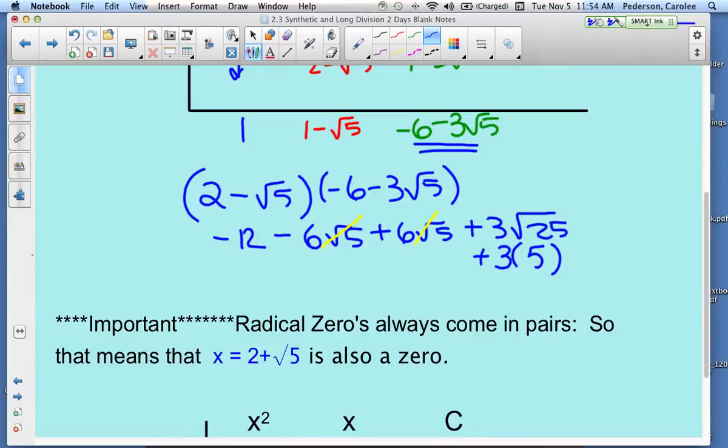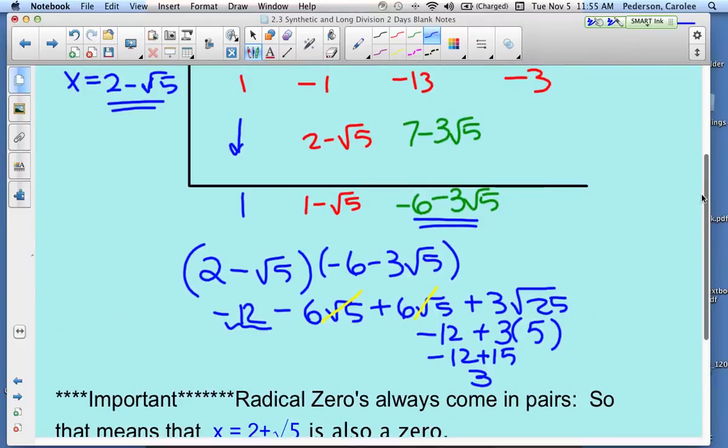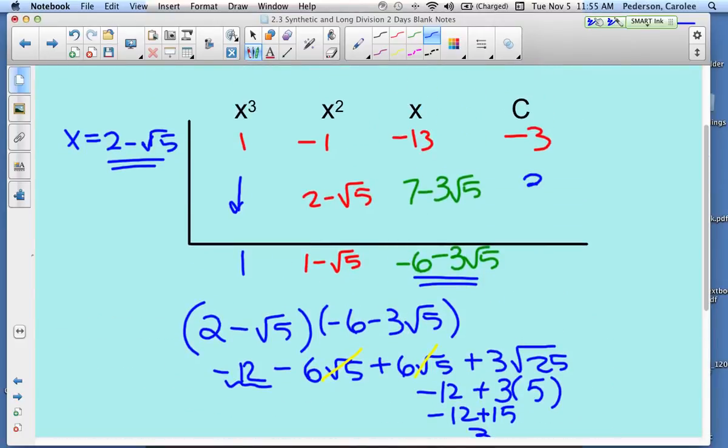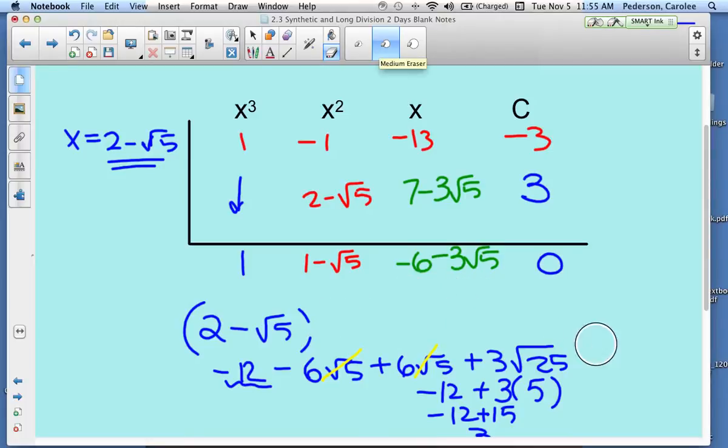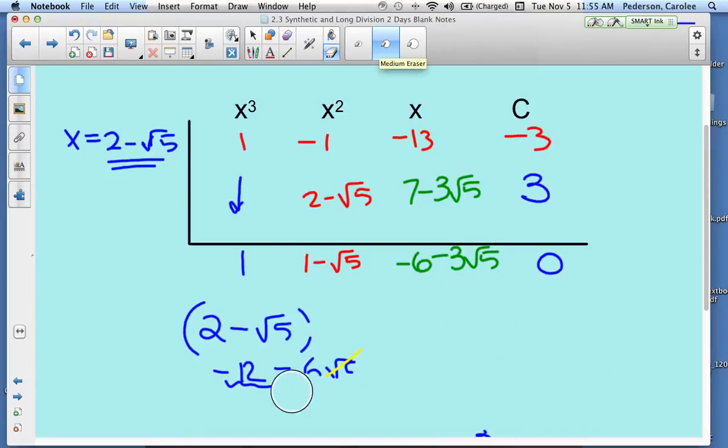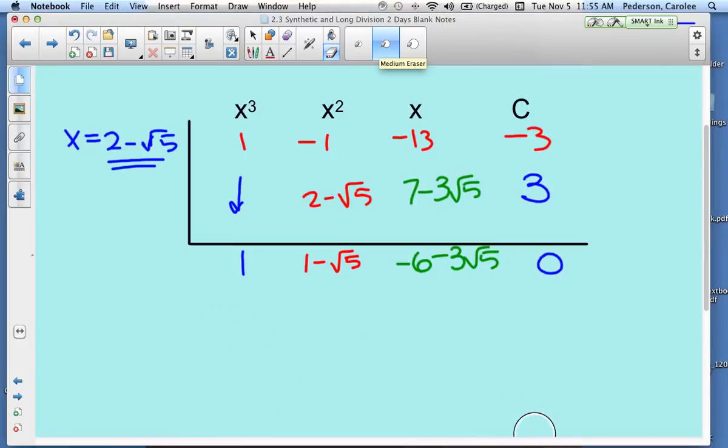Multiply that with 3. Then I have this negative 12 over here. Negative 12 plus 15 is 3. So this is now a 3. Add the column, and we get 0. We wanted the remainder to be 0. That tells us then that our factor is true, it can be factored out.